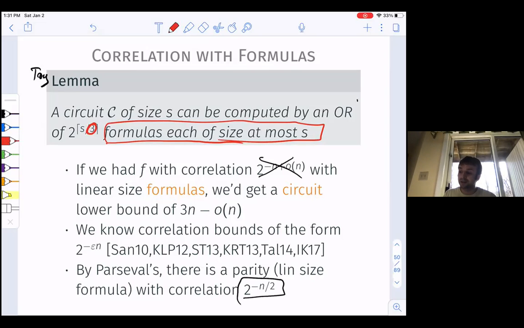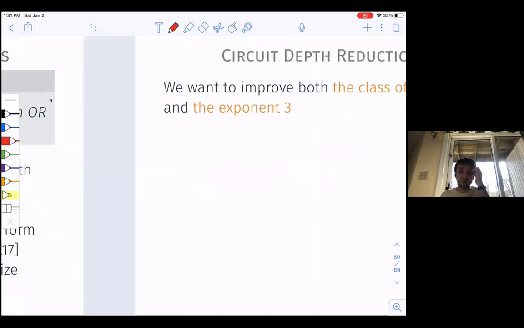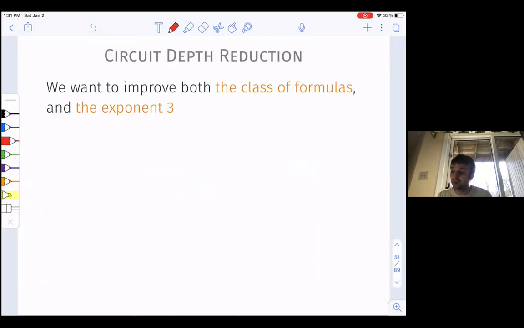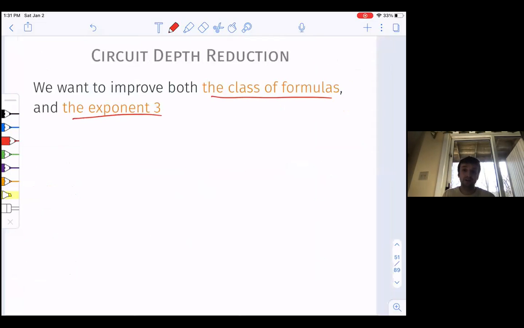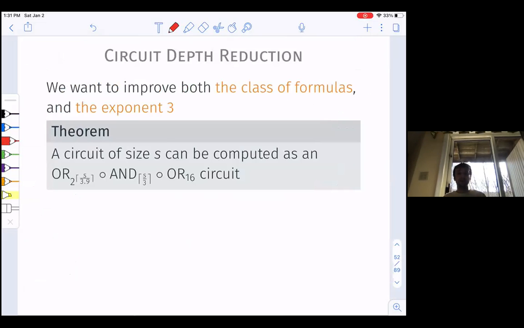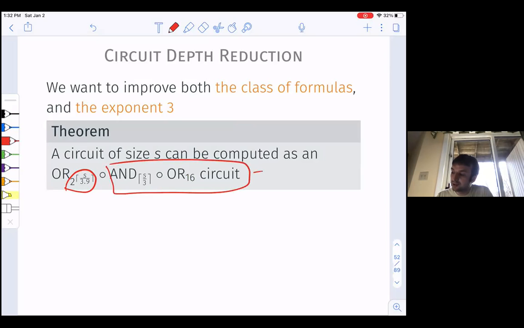And in fact, the first result of this paper achieves this. It improves both of these things. First of all, it improves the exponent 3 to 3.9, almost 4, and it also improves the class of formulas to some small CNFs, a much more structured class of formulas. So our first structural result says that a circuit of size S can always be computed by a depth 3 circuit where the top fan-in is 2 to the S over 3.9. And then we have a small size CNF, not just a formula, but even a linear size CNF.